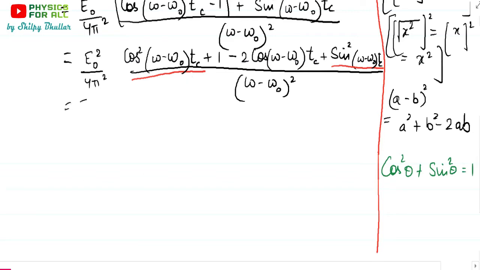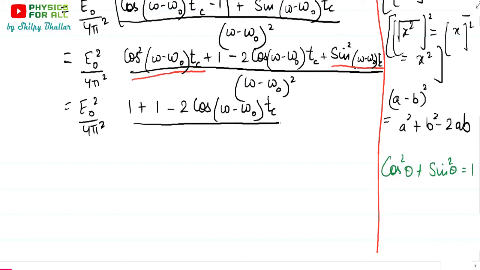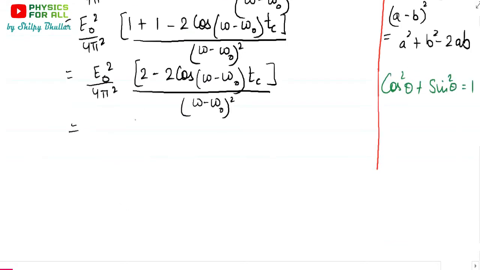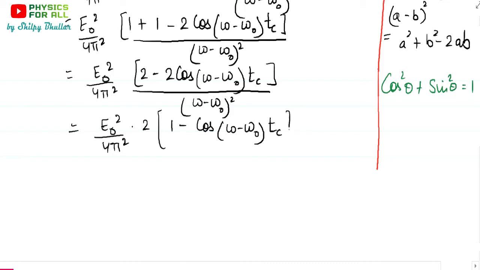Let's do that. And what do we get? We get E naught square upon 4 pi square. This term becomes 1. So 1 plus 1, this one, minus 2 cos (omega minus omega naught)tc upon (omega minus omega naught) whole square. This further gives us E naught square upon 4 pi square, 2 minus 2 cos (omega minus omega naught)tc upon (omega minus omega naught) whole square. We can take this 2 as common. E naught square 4 pi square, 2 [1 minus cos (omega minus omega naught)tc], and then we have (omega minus omega naught) whole square in the denominator.